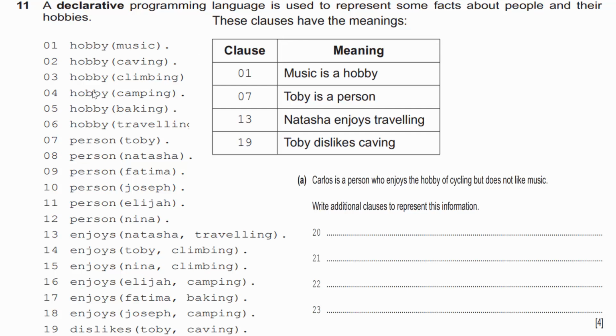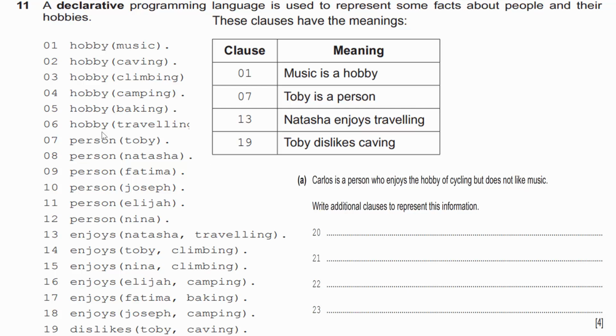So here we see some hobbies. Music is a hobby. They're always going to tell you how it's read. Natasha is a person. Natasha enjoys traveling. Toby dislikes caving. And I don't blame him because when you go caving, you can wind up getting stuck. I've seen all those claustrophobic videos. And even though I'm not there, it does give me a little bit of anxiety. But anyway, let's see here. Carlos is a person who enjoys the hobby of cycling, but does not like music.